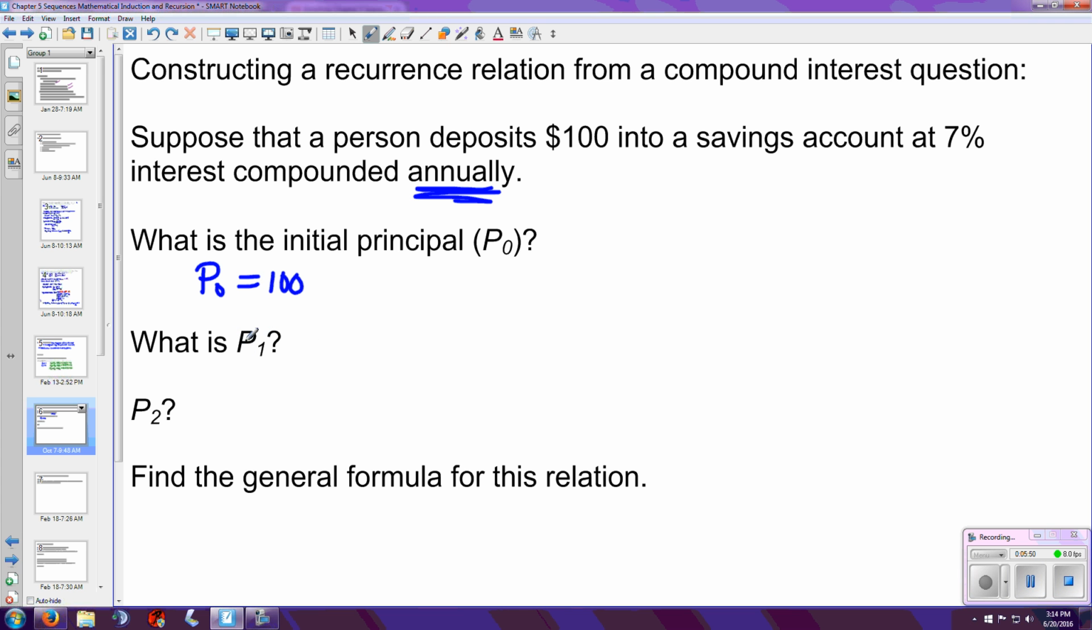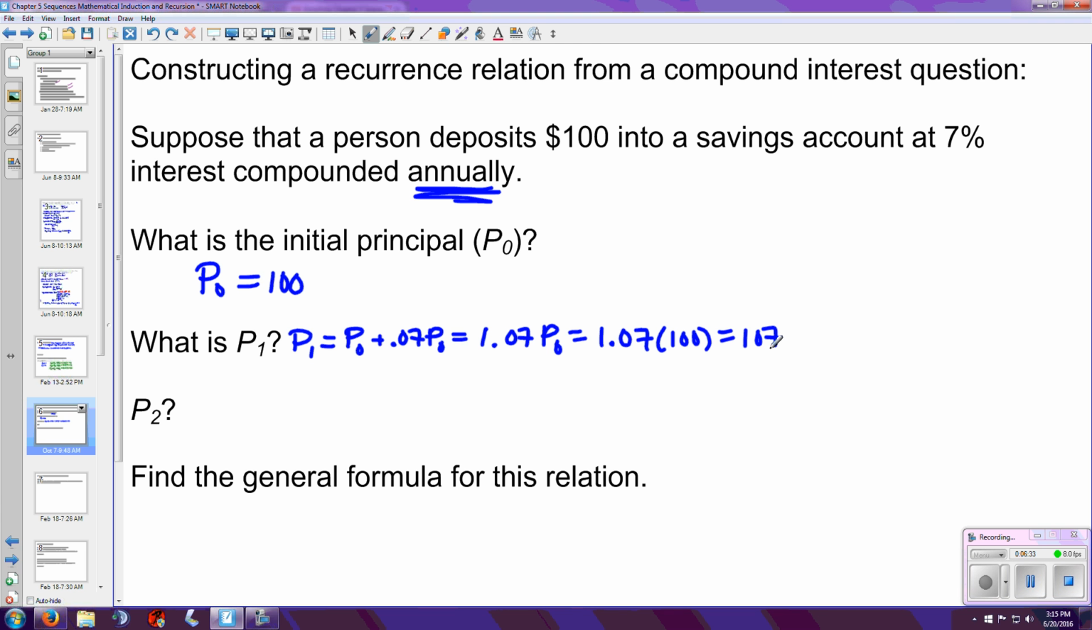What is P1? Well, if it compounds annually, that means at the end of that first year, I get 7% of interest. So P1 is whatever I had at the start, which is P0 plus 7% of it. A shortcut to this would be to combine like terms. This is 1 plus 0.07, which is 1.07 P0. And in this case, since we know that amount, 1.07 times 100 is $107. So at the end of that first year, we have $107.